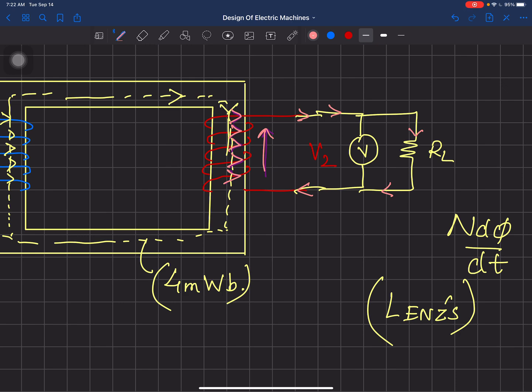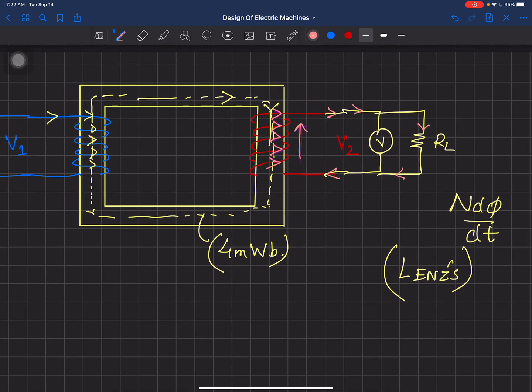Now what is going to happen? The load is connected. The current starts to flow over here.